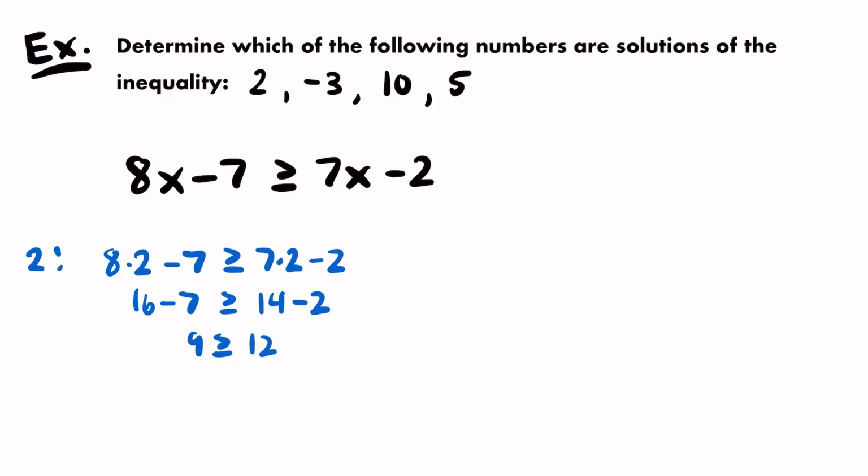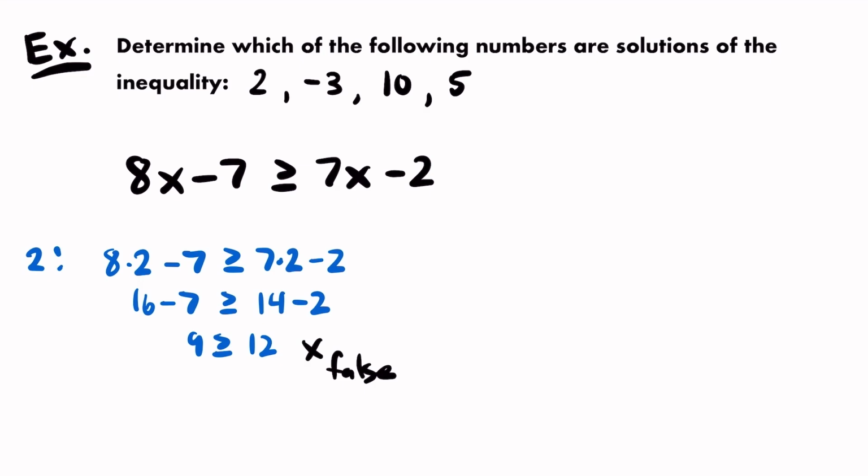And so our final statement here is 9 is greater than or equal to 12, which is not a true statement, right? 9 is smaller than 12. It's not bigger than it, so that is false. Okay, so 2 will not be a solution to this inequality, but what about -3?